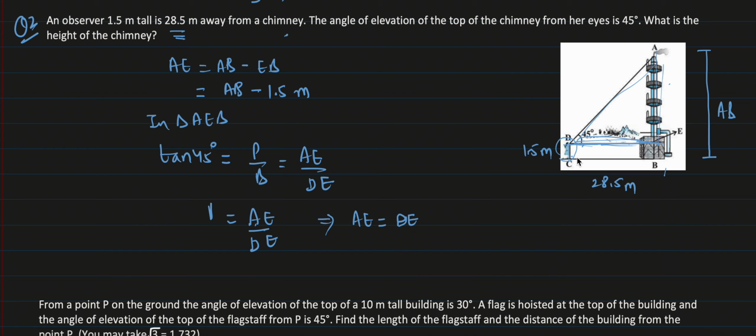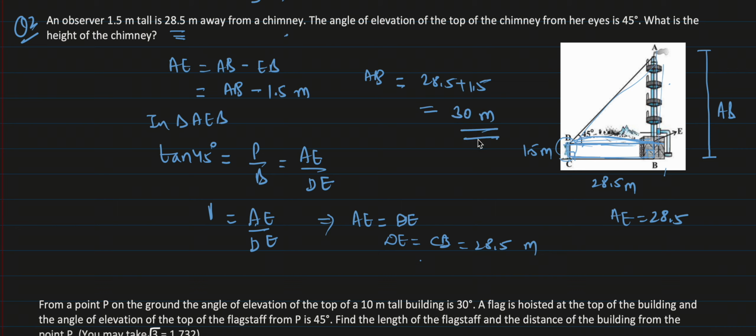What is DE? As this DE is parallel to CB, so this becomes a rectangle and these angles are 90 degrees. So DE value I can say is equal to CB, which is 28.5 meters. So DE is 28.5. So AE is also 28.5. So what will be the height of the chimney? The height of the chimney, which is AB, is equal to 28.5 plus 1.5, which comes out to be 30 meters. So height of the chimney comes out to be 30 meters. I hope it's clear, students.